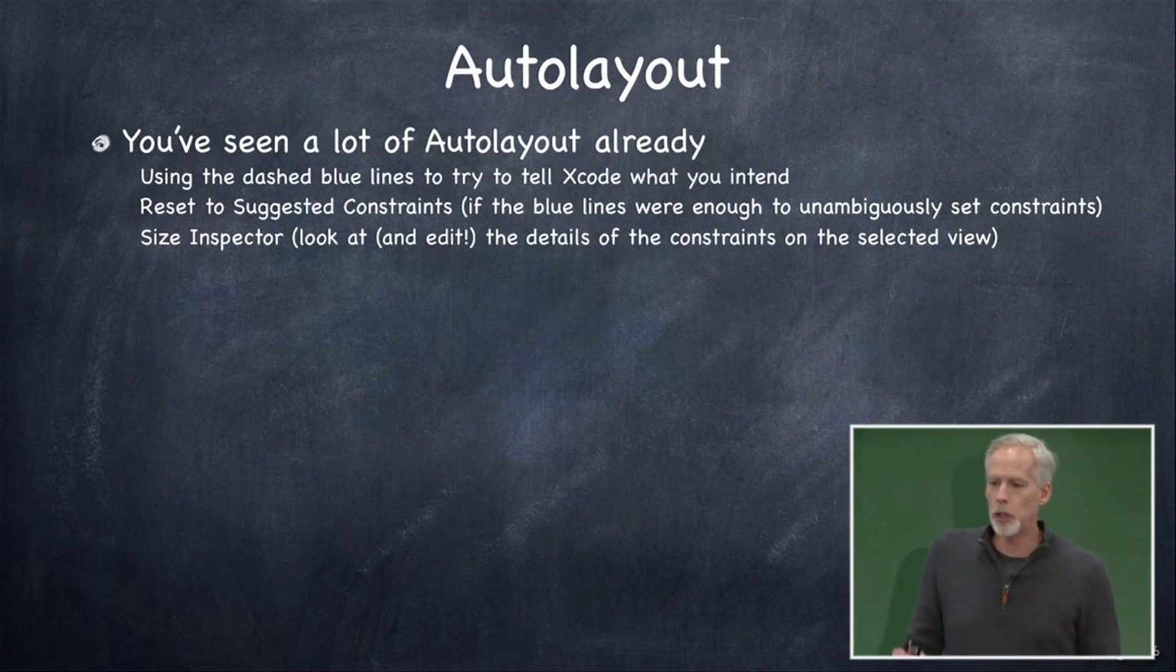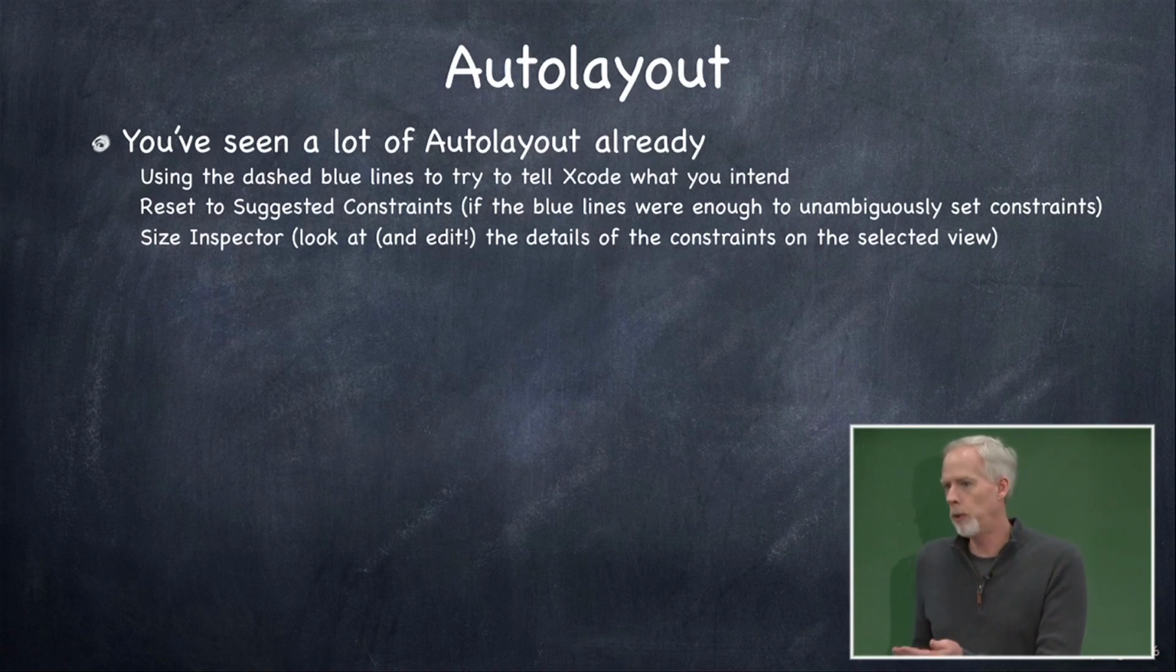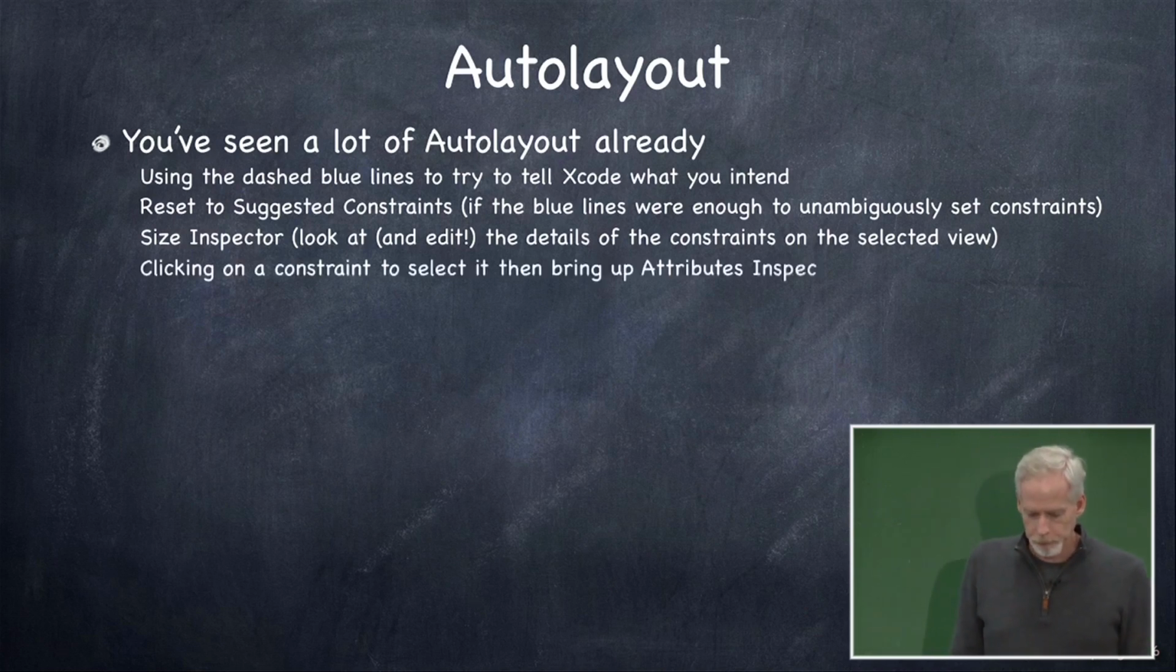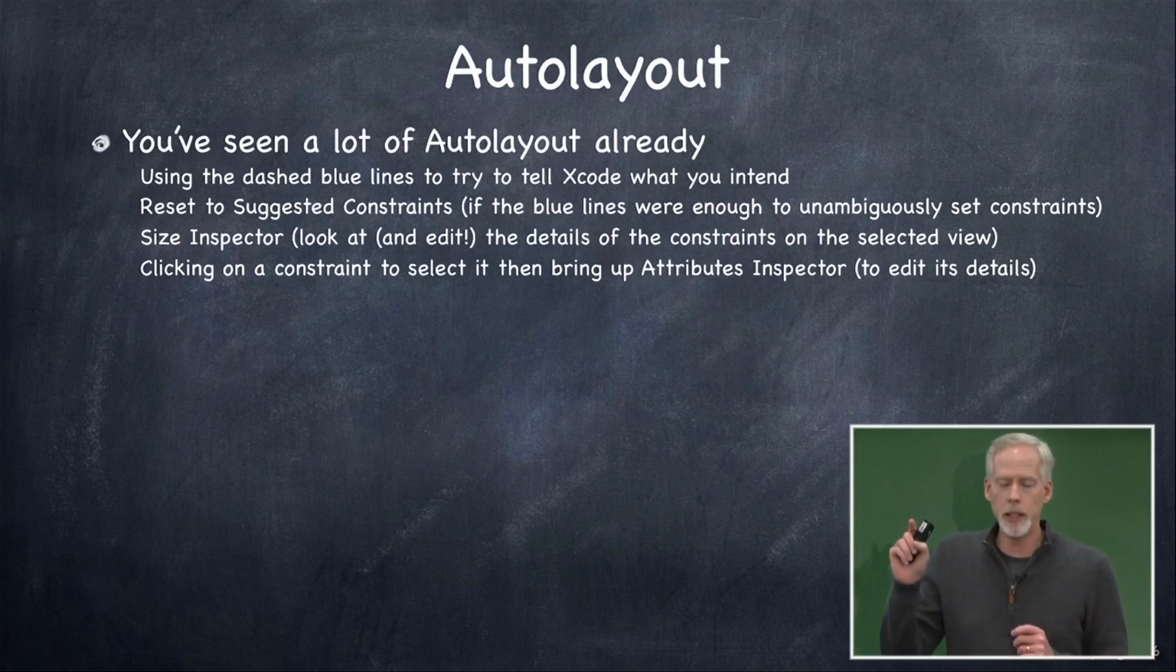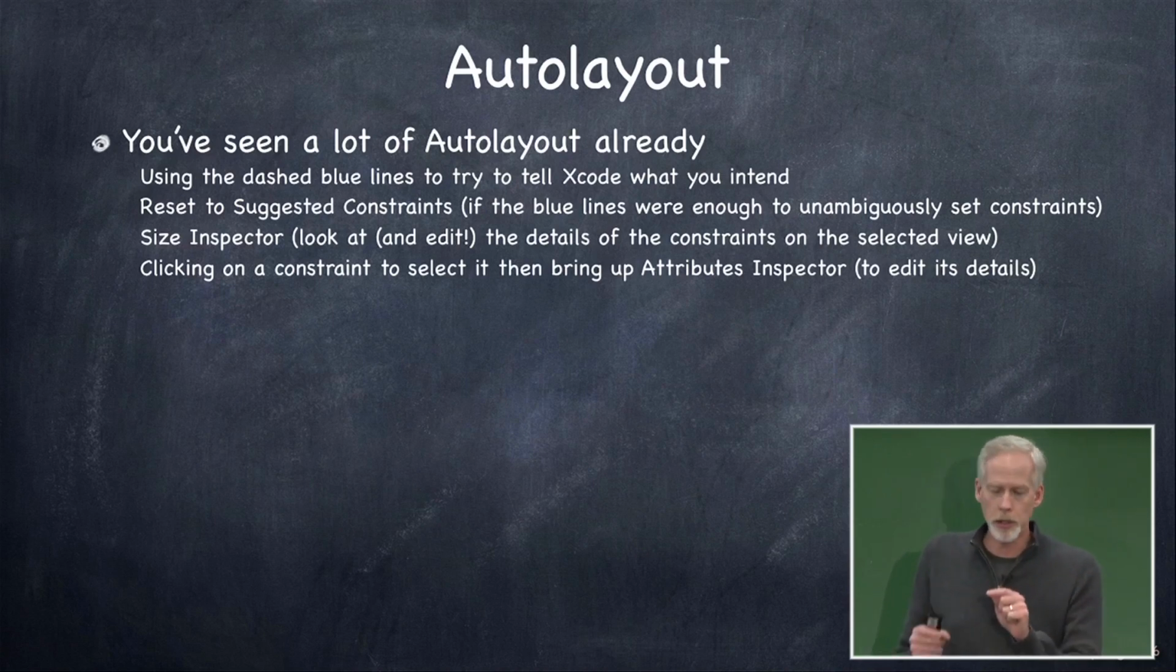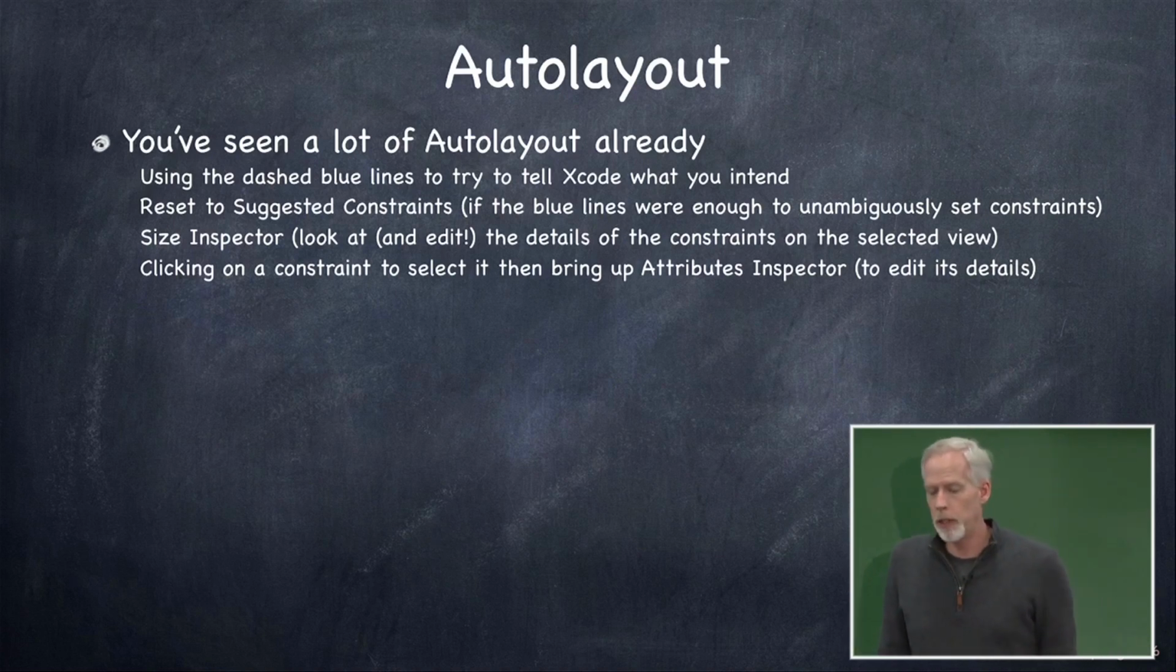Okay, and you know that you can look in the size inspector. You can click on any view and look in the size inspector, and down there you'll see all of the constraints we've looked at before that are on a particular view. Okay, you also know that you can click on a constraint itself and look at it in the attributes inspector. So just like you can click on a view and inspect that, you can click on a constraint, like a little I-beam or some bar, something that's connecting something to an edge or something. You can click on those things. You can even double click on them and edit them kind of in a little window, but you can single click on them and then edit them in the attributes inspector as well.